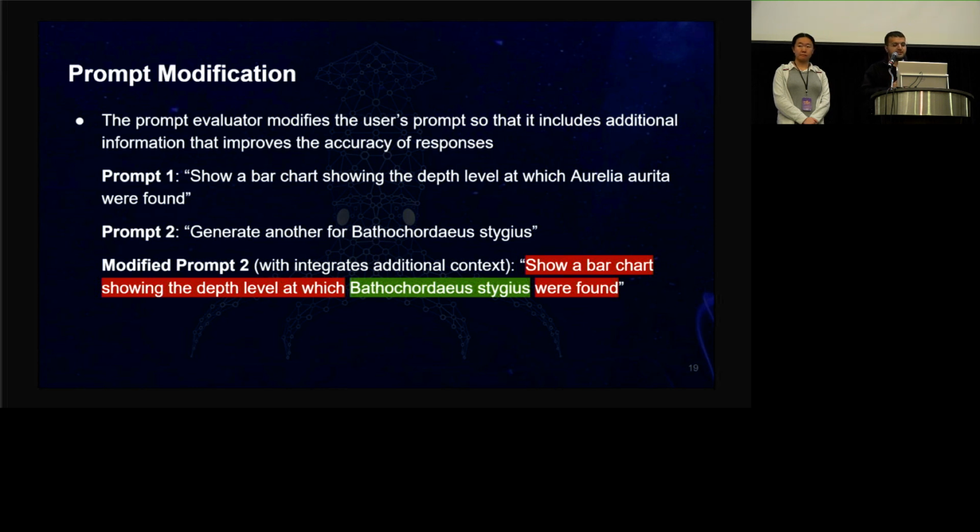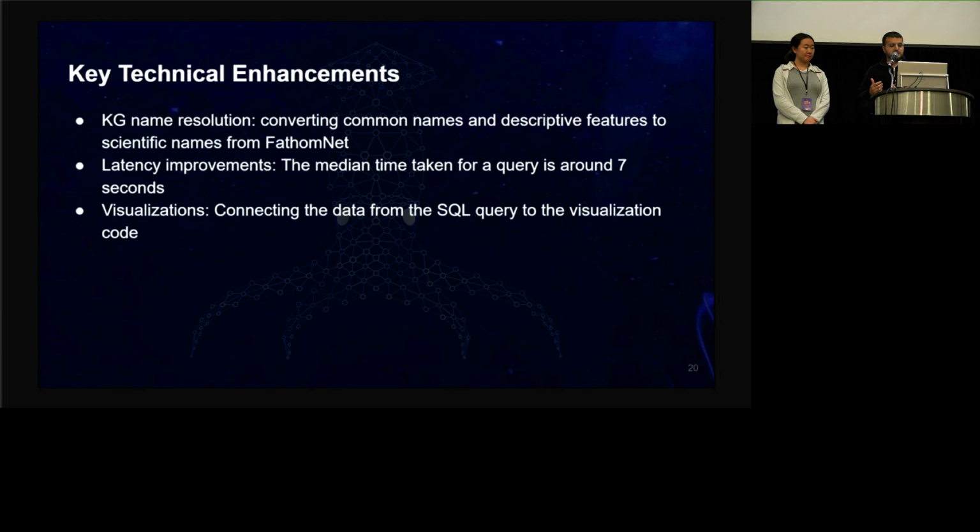So once we have this prompt, we don't need to pass all the previous conversation to the SQL generation part. That improves token efficiency. So the key technical enhancement we had to do is the name resolution part. The common name to scientific name was very complicated, so we had to work through a lot of solutions, and we settled for easy name resolution.